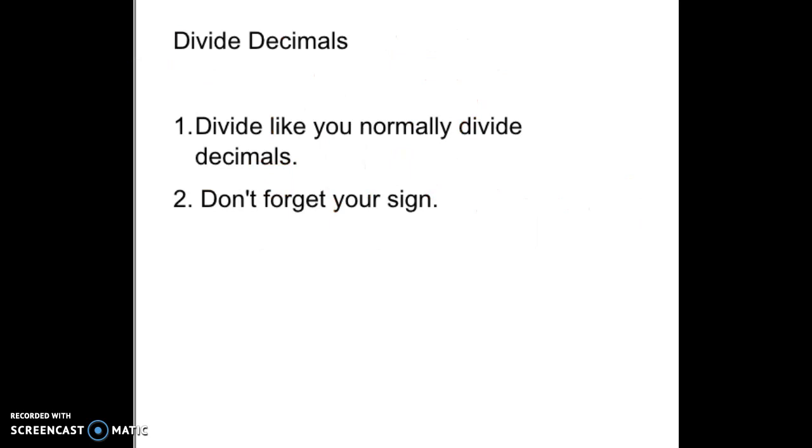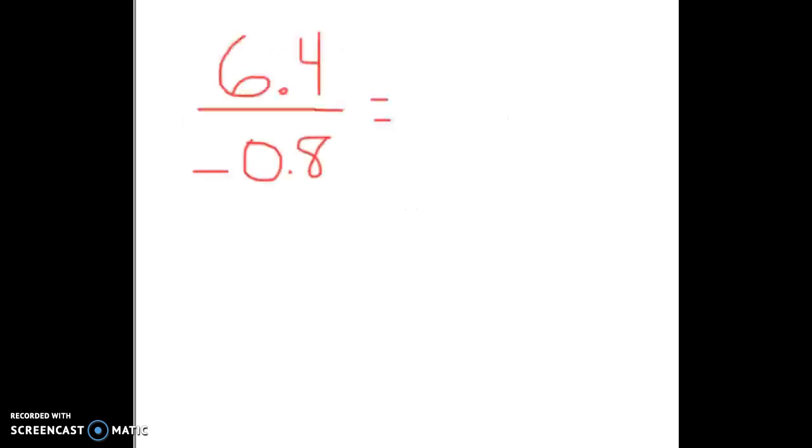Okay, for decimals, hopefully by now you already know how to divide by decimals. I'll teach you a couple little tricks along the way, but don't forget your sign at the end. So on this answer, we know our answer is going to be negative. So we take 0.8, it's going to be on the outside, it's going to be what we divide by, and 6.4 will be on the inside.